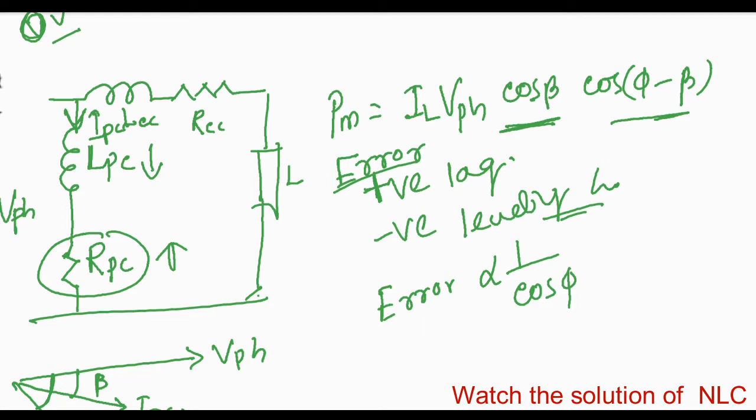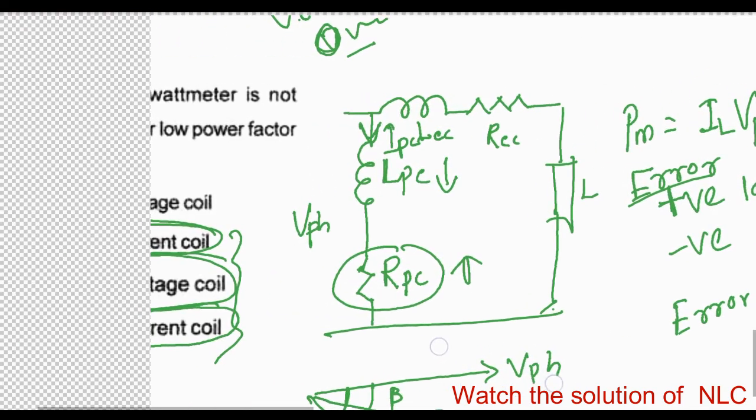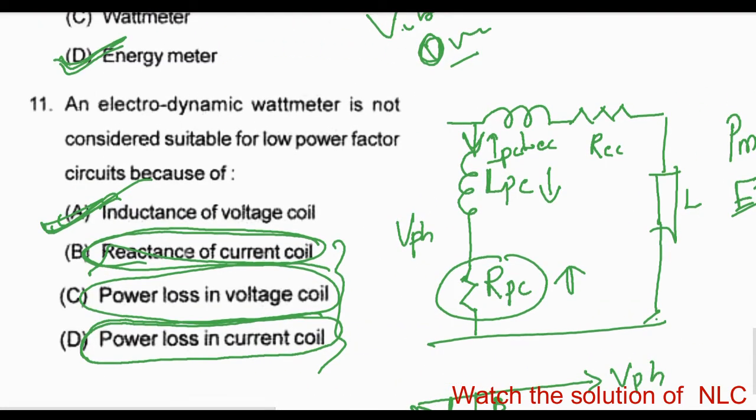This is why, for low power factor loads, electrodynamometer type instruments are generally not considered. This is the answer. Why? Because the error due to the inductance of the pressure coil or the potential coil is maximum at lower power factor. This is why it is not considered.